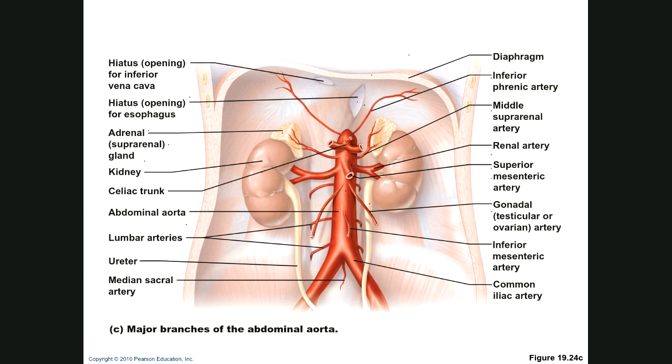Here's your abdominal aorta at the very bottom, and it branches here into your iliac arteries, the common iliac arteries. This goes on down into the legs. Here you can see where the renal arteries branch off, the adrenal arteries branch off, and this is a phrenic artery going to the diaphragm. Now, let's see what we got next here.